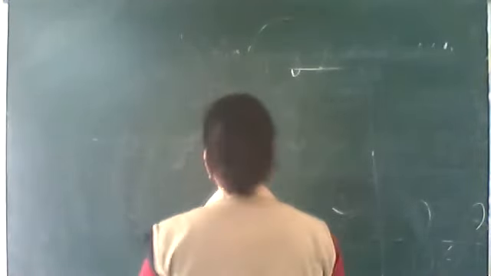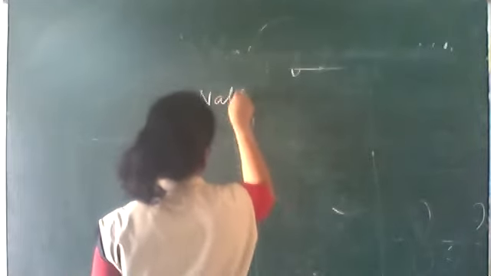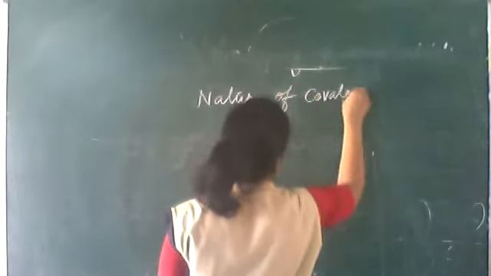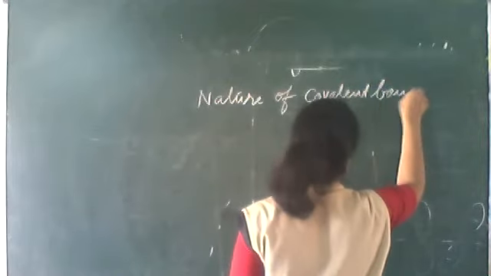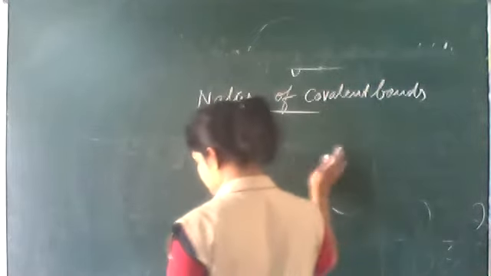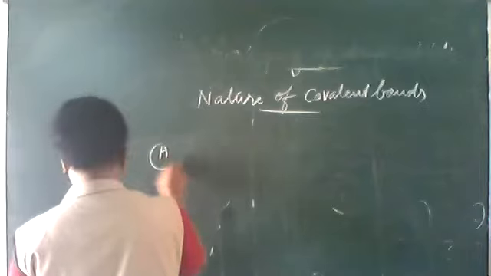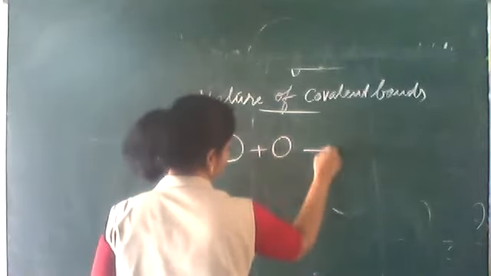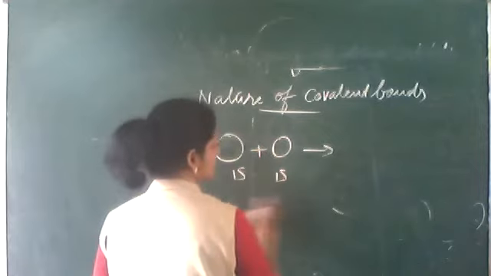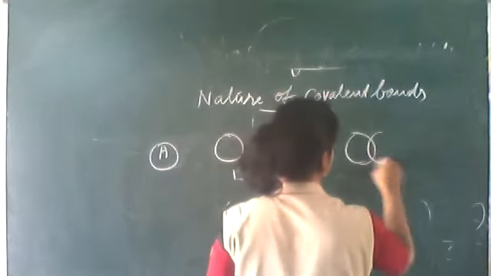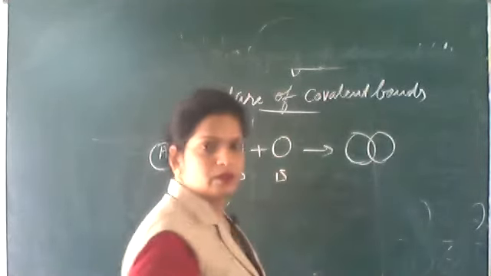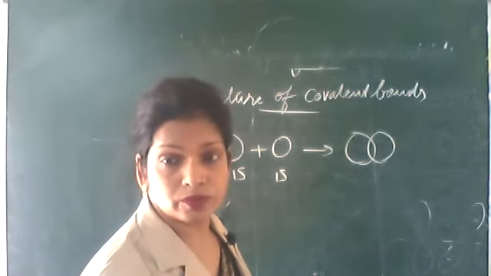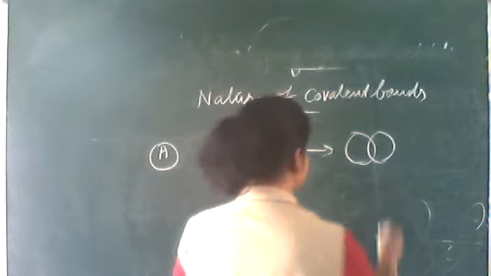Okay. Nature of covalent bonds. A: 1s with 1s overlapping. The bond formed here is called a sigma bond.